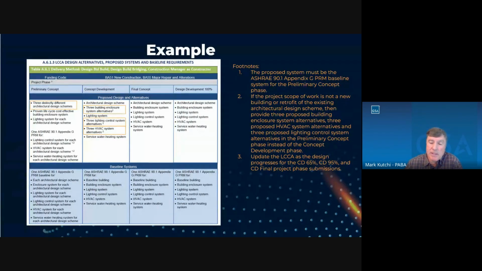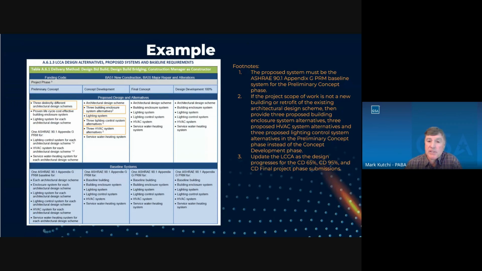So once an architectural design scheme is selected during that concept phase, that's when the life cycle cost analysis must include 3 building enclosure alternatives, 3 lighting control system alternatives, and 3 HVAC system alternatives. For all the project phases, the baseline system is the ASHRAE 90.1 baseline system. Just a few other things to point out.